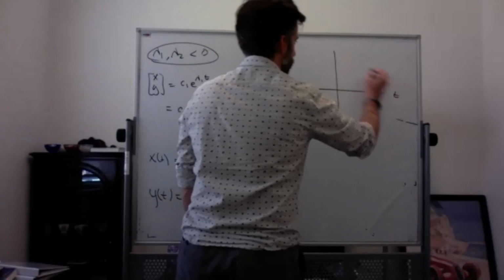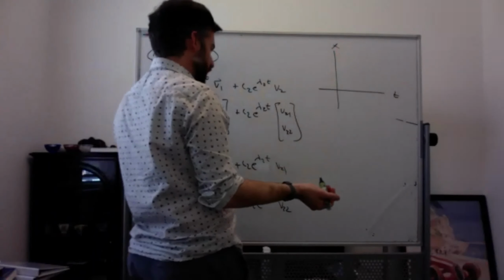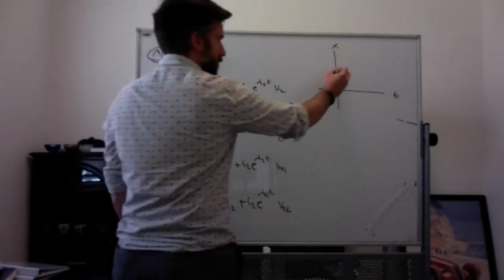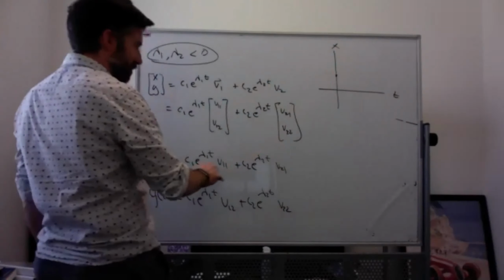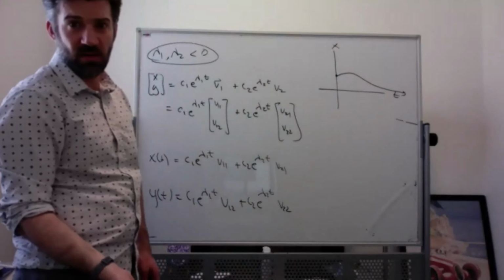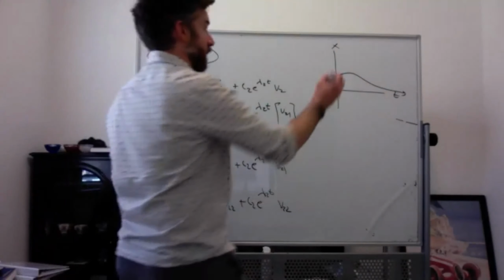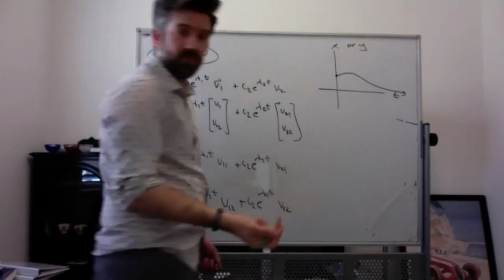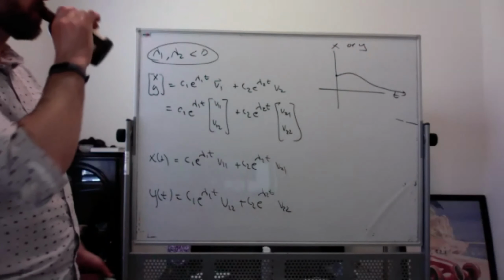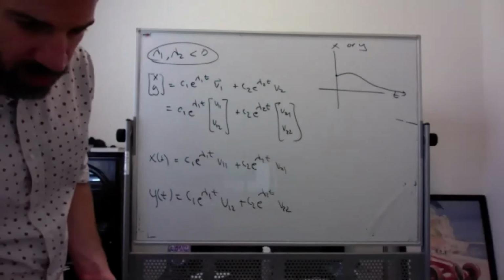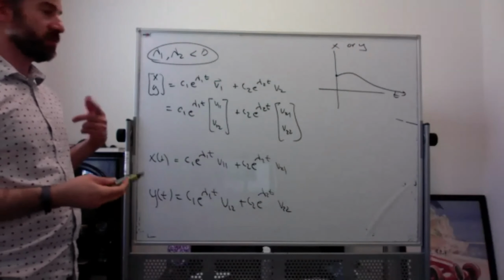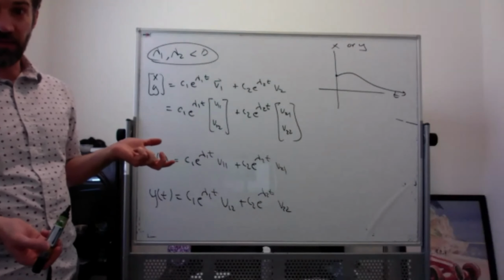If you're graphing x as a function of time, you're starting at some initial value, but then as time goes on, the values get really, really small. And the same thing is true for y. And it's even true if one of the eigenvalues is positive and one of the eigenvalues is negative.